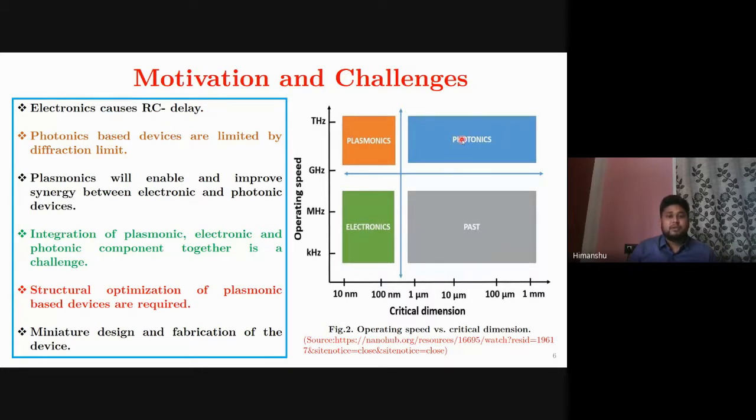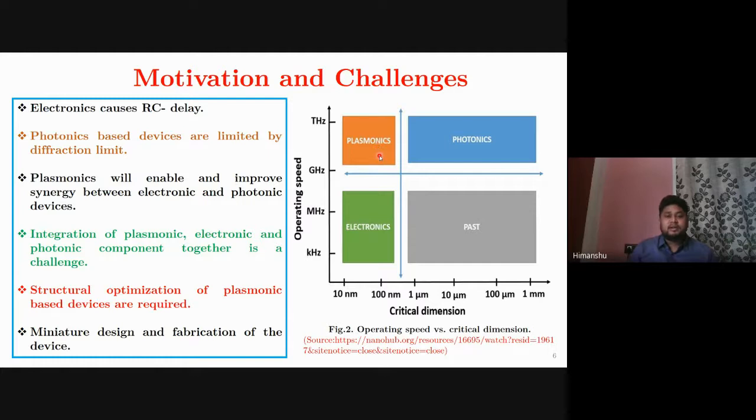And if we go for photonics, we can achieve higher operating speed. But since photonics is diffraction limited in size, we cannot achieve lower dimensions with the help of photonic components. Therefore, we go for plasmonics. If you go for plasmonics, we can achieve higher operating speed at lower critical dimensions.